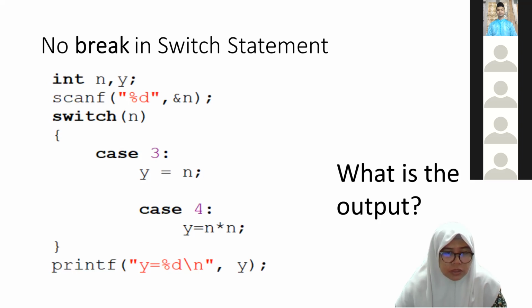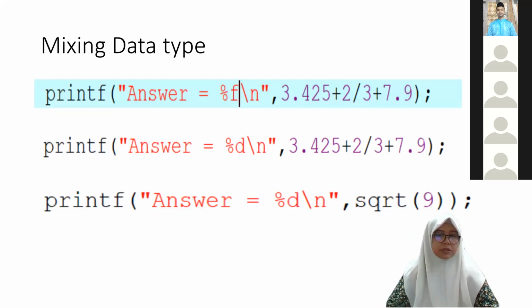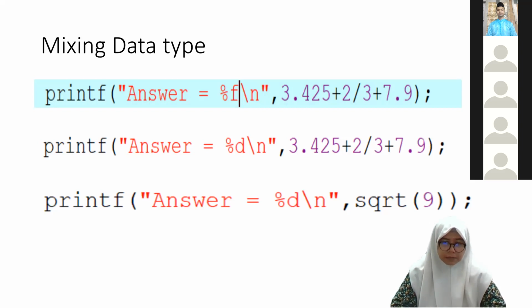Okay, you can try to execute this and practice, and see the differences between these cases, whether or not you put the break, or maybe if you put the continue and so on. Okay, and look at this one, mixing data types. Mixing data types means that you mix the integer and you put the double as well as the float data type in one statement, and so on.